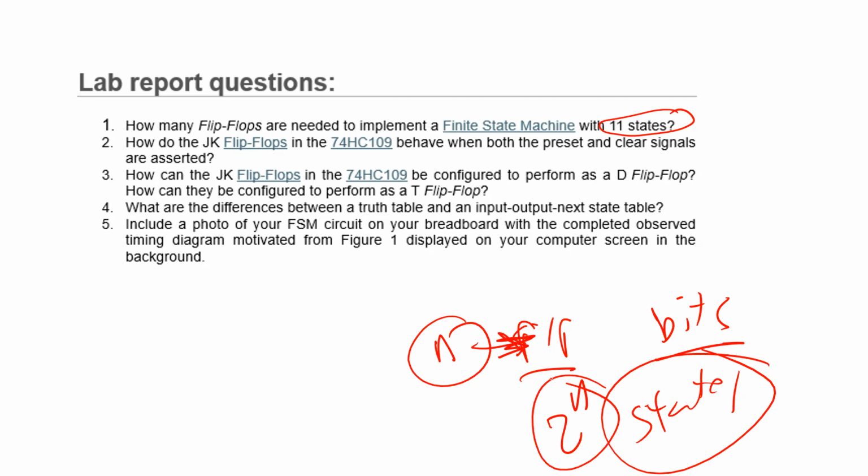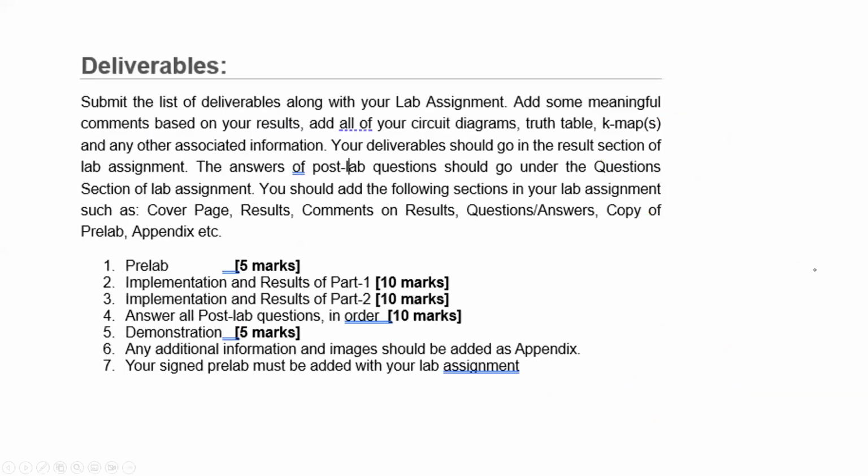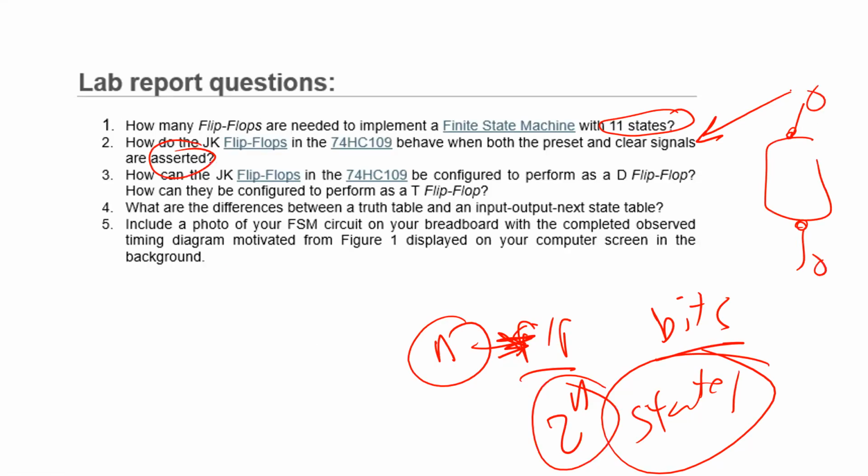I think there is one example talking about this one. Here I'm asking you, how does the JK flip-flop behave when both preset and clear signals are asserted? When it is high and high, I told you this is a forbidden case. You should not do it. You can do it in the lab and see what's going to happen. If you come to the clear and you assert it, it means it's active, it means low and low. So if you come to the preset and also the clear, you put 0 and 0.